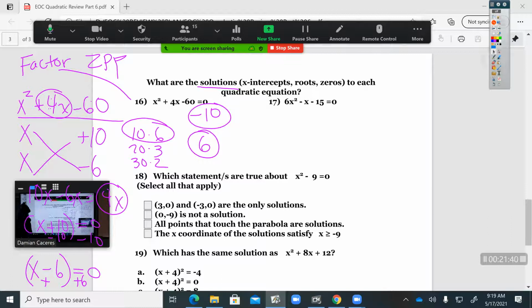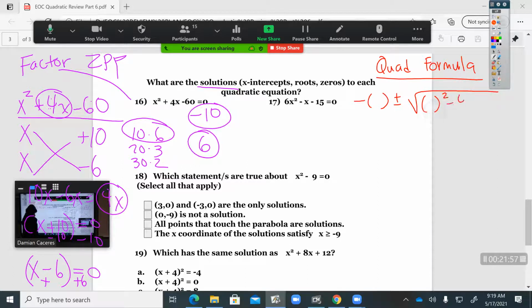Now on the right side, I'm going to show you another method, which is the quadratic formula. Now to use the quadratic formula, all you have to do is memorize the song. X is equal to negative b plus or minus the square root of b squared minus 4ac all over 2a. Now we just label a, b, and c and plug them in where they go.